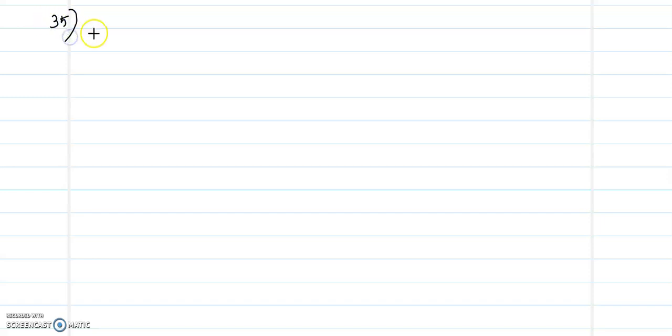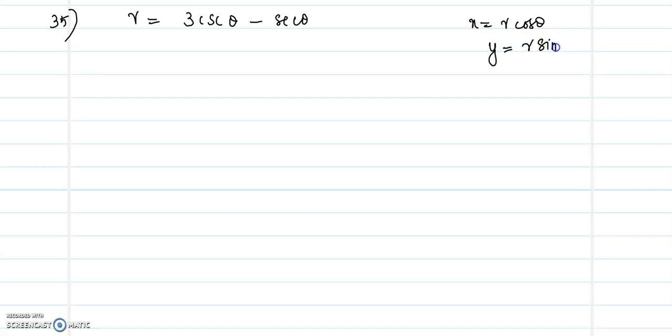Question number 35, we need to convert the equation to rectangular coordinates. So we have r equal to 3 cosec theta minus sec theta. Now we have x equal to r cos theta, y equal to r sin theta, and r will be root of x² plus y².